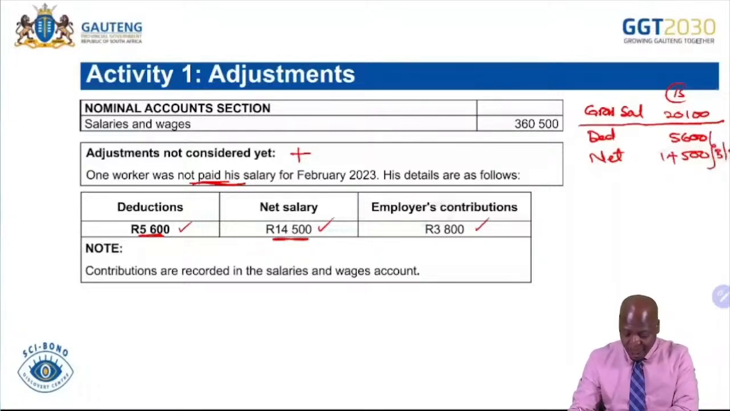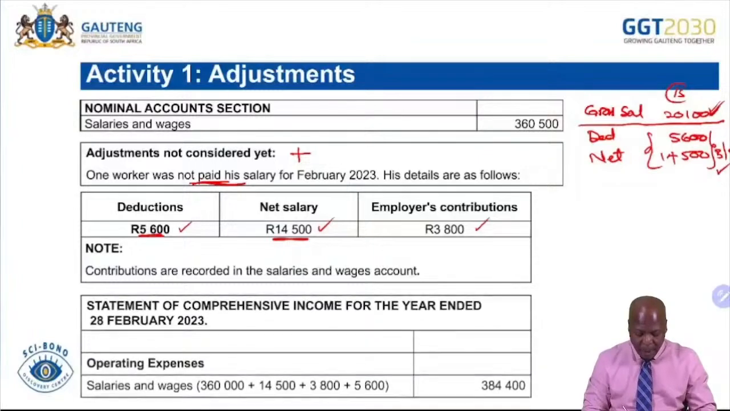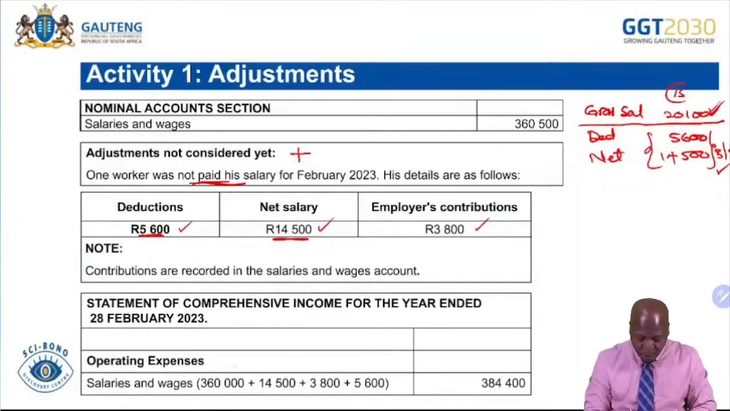So first, I have my gross, which is 20.1. And we have agreed that if I take my deduction plus my net, it gives me my gross. So in any case, at the top here, I have 20.1. At the bottom here, I also have 20.1. You can see that. Okay. So this goes to the income statement. This goes to the balance sheet. In this question, we were not required to do the balance sheet. Now, in my income statement, I would therefore come and I would say the salaries, the amount from the trial balance, which is my 360.